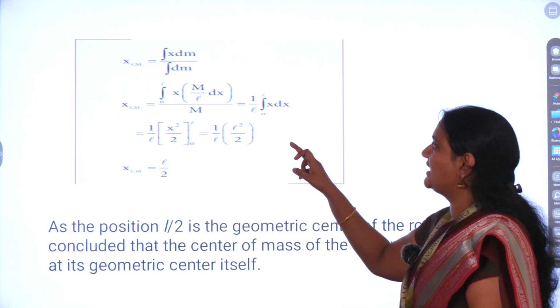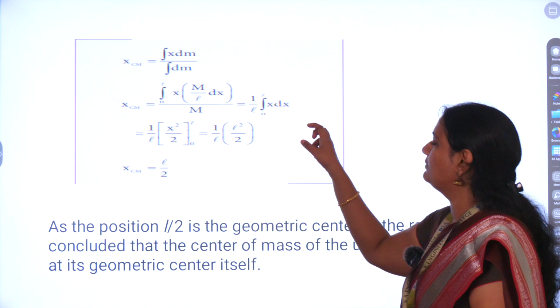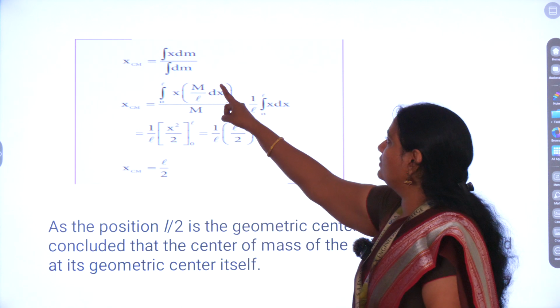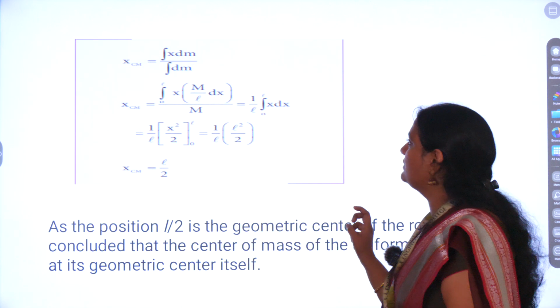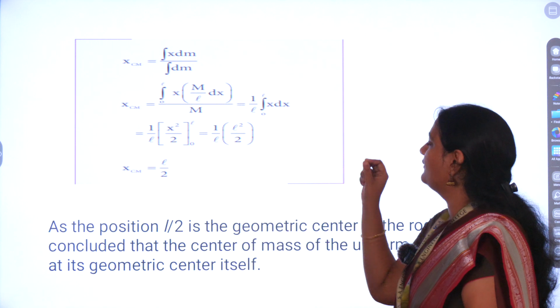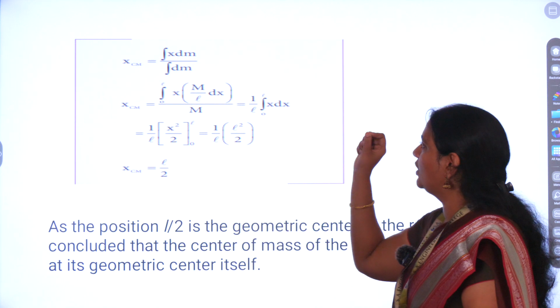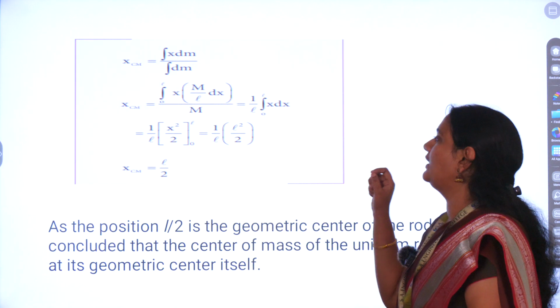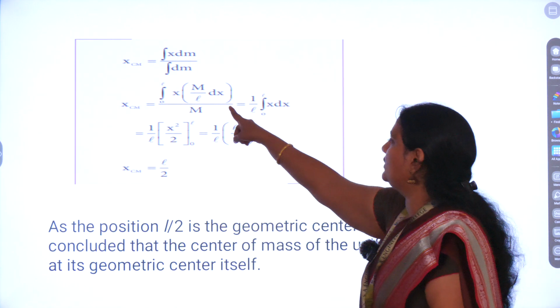When you integrate the mass fully, the small sections, you will get capital M, the mass of the entire rod. In the numerator, x into dm. The dm value is (m/l) dx. For this infinitely small portion, what is the dm value? It is the mass of the rod divided by the length of the rod, into dx.